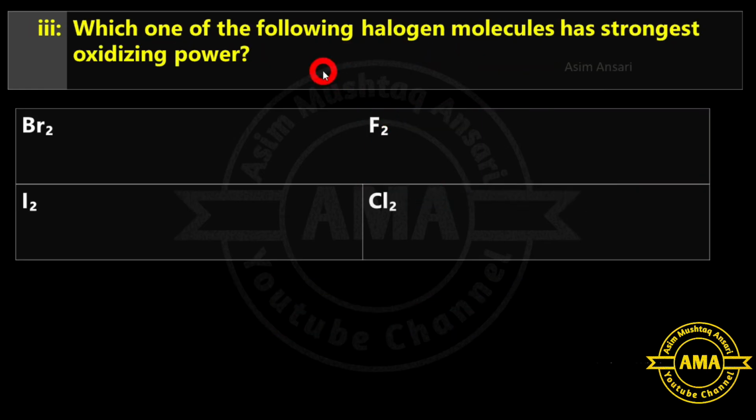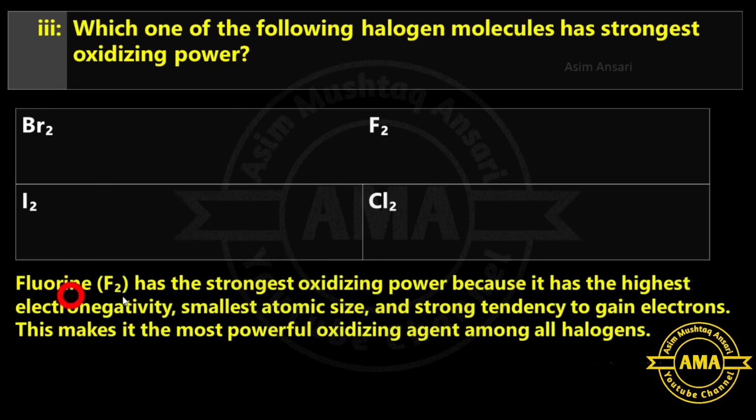Next is: which one of the following halogen molecules has the strongest oxidizing power? Br2, F2, I2 or Cl2? There, fluorine has the strongest oxidizing power because it has the highest electronegativity, smallest atomic size and strong tendency to gain electrons. This makes it the most powerful oxidizing agent among all halogens. So the exact answer is B.